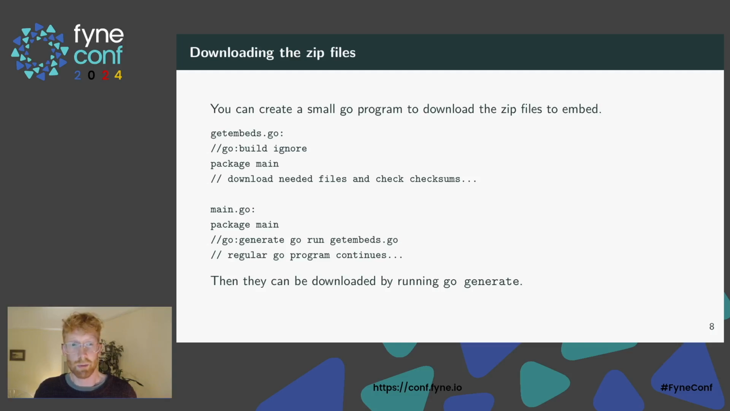It's also nice practice to be able to use Go generate to download those zips, because you probably don't want them in your repository. That would be mad. You can do that by creating a little package which you give a go:build ignore pragma. That's how you do that.